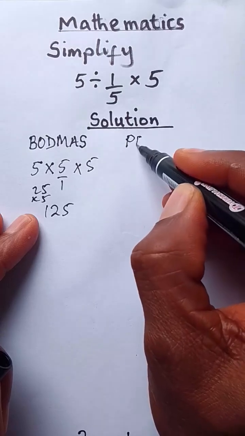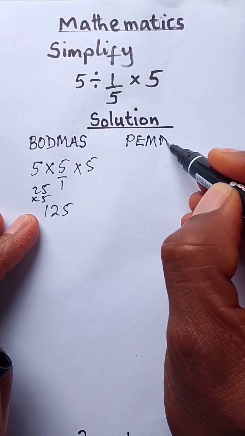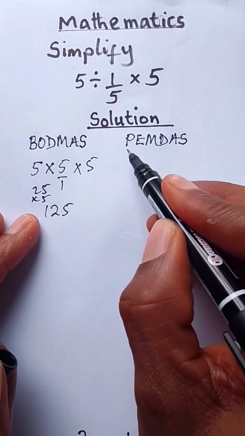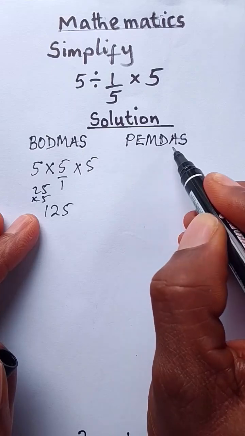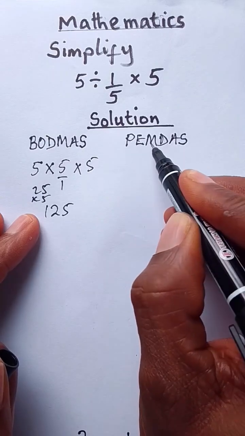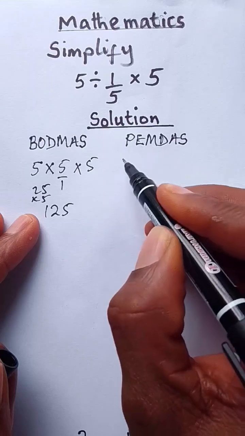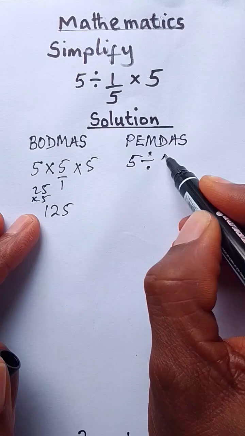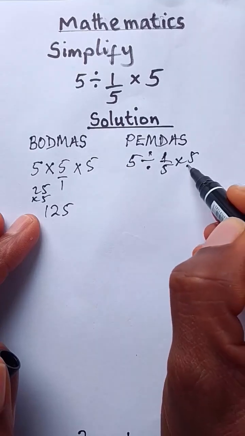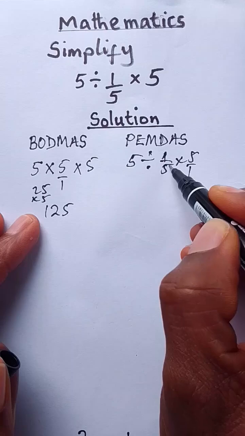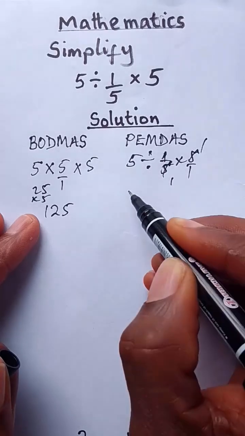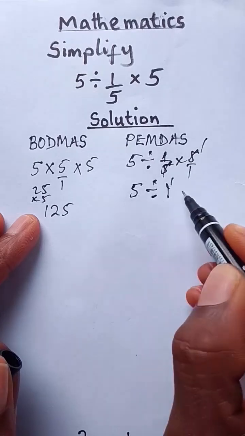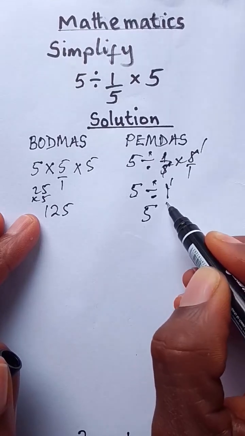use is PEMDAS. And if we are to strictly follow the order of this PEMDAS, what I'm going to do first is the multiplication. So that means that I'm going to have 5 divided by 1 over 5 times 5. So solving for the multiplication first, 5 here 1, 5 here 1. So I'll be left with 5 divided by 1. 5 divided by 1 equals 5.